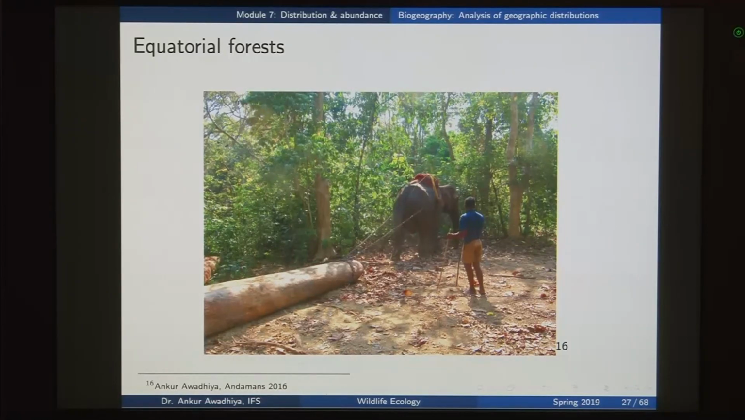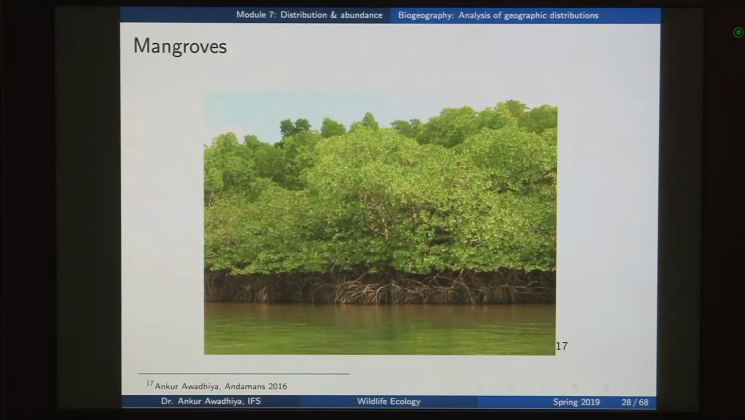Now, typically when you ask about the species that are found in this area, they will have to be adapted to these conditions. So, these are the pull factors. If you are once adapted to certain conditions, you will prefer living in those conditions. And if you go near the coastal areas, you will find the mangroves.